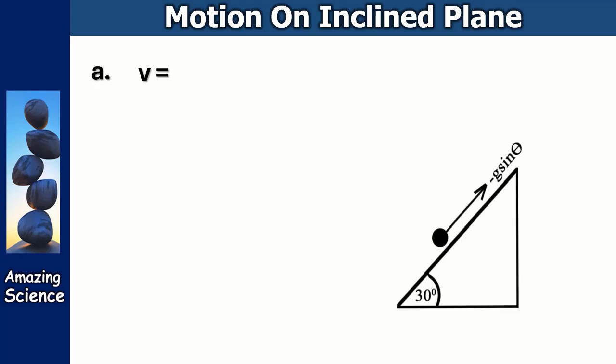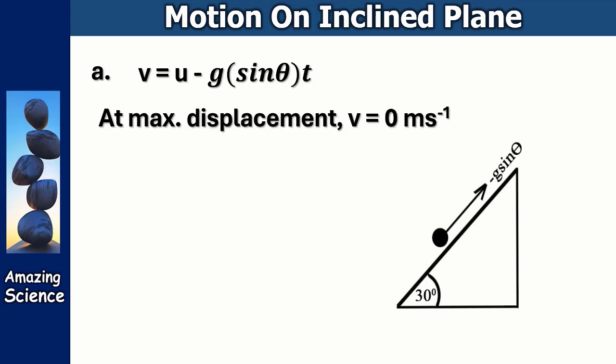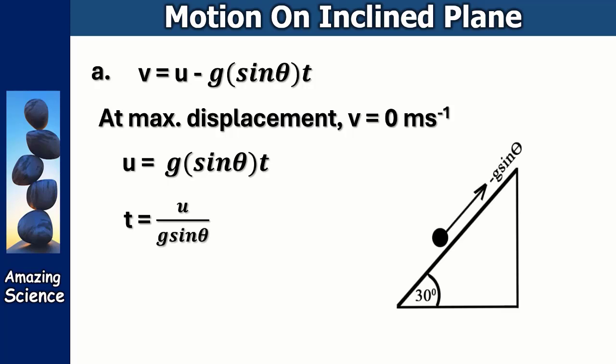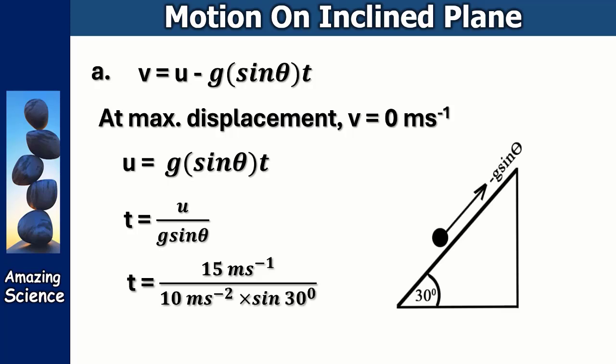And so we can use the relation v is equal to u minus g sine theta t, and at the maximum point of displacement, the final velocity v is equal to 0. And so we are going to have u is equal to g sine theta t. By making t the subject, we have t is equal to u divided by g sine theta. If we substitute in the values, we have t is equal to 15 meters per second divided by 10 meters per second squared multiplied by sine 30 degrees. And this gives us t to be 3 seconds.